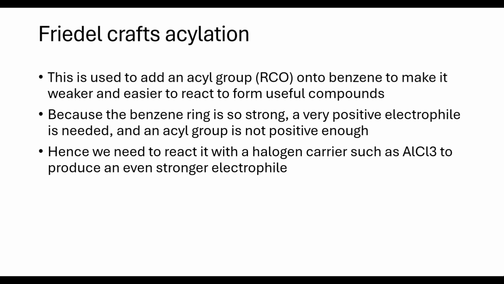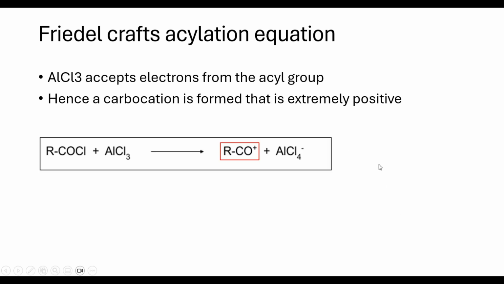Because the benzene ring is so strong, a very positive electrophile is needed. So the acyl group alone is not enough to act as an electrophile. It needs to be made even more positive. Hence, we need to react it with a halogen carrier such as AlCl3 to produce an even stronger electrophile. So that's the preparation step at the start.